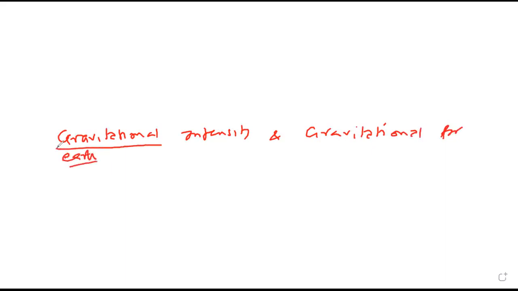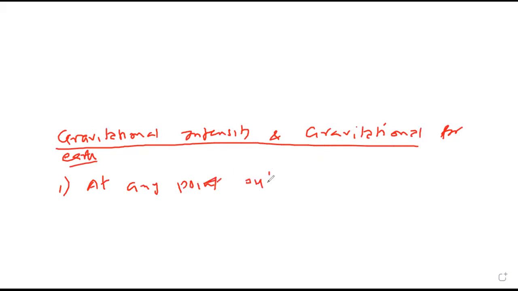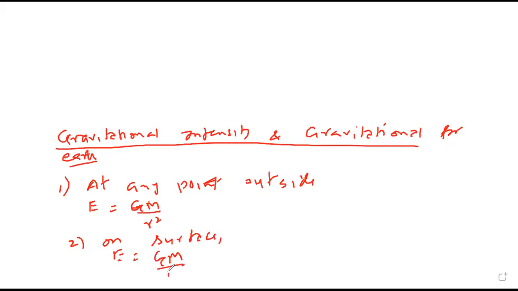Gravitational intensity and gravitational potential for Earth. First, at any point outside, E is Gm upon small r square. On surface, E is Gm upon capital R square.